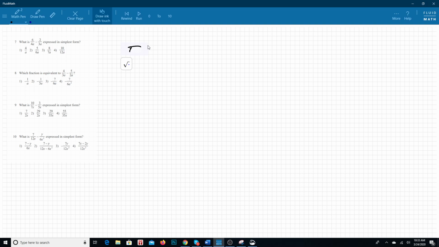We're looking at the same worksheet I gave yesterday, week 26, sheet 1. We're looking at problems 7 through 10.